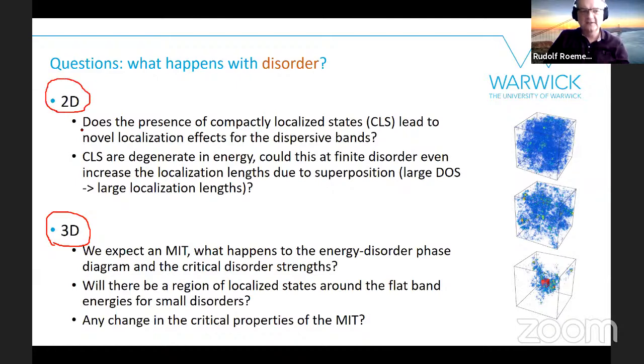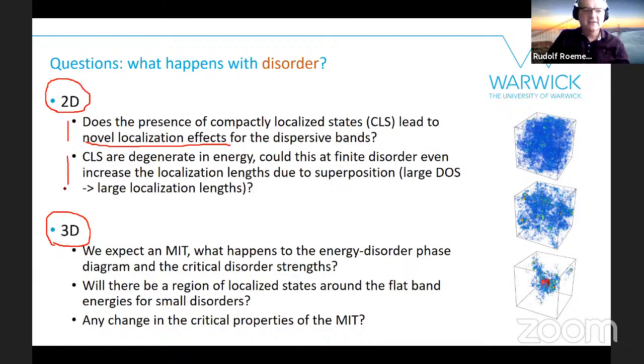We have similar questions. Namely, does the presence of these compactly localized states lead to novel localization effects, maybe for those dispersive bands? So for the normal 2-dimensional localization, do we somehow see that we have these flat bands in our system? How does it change the localization?